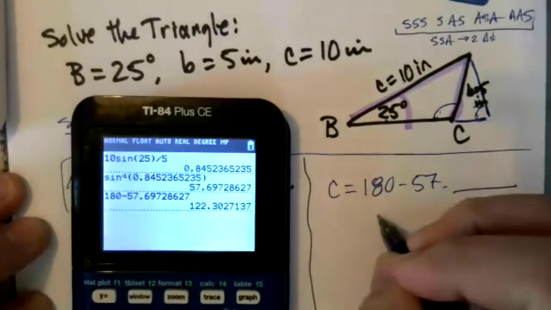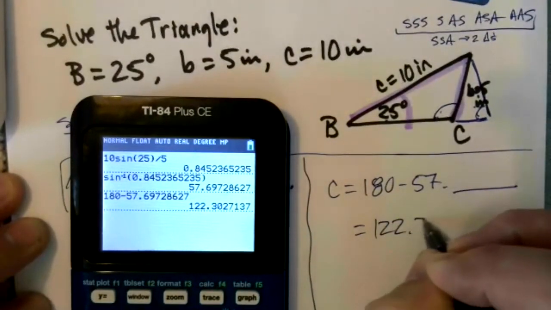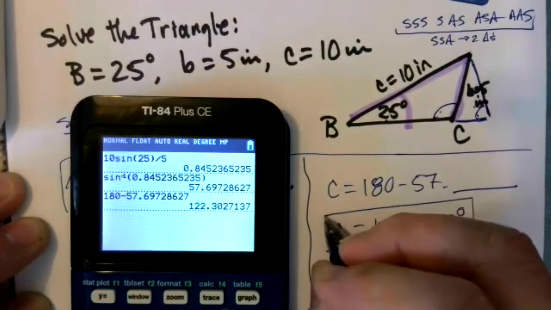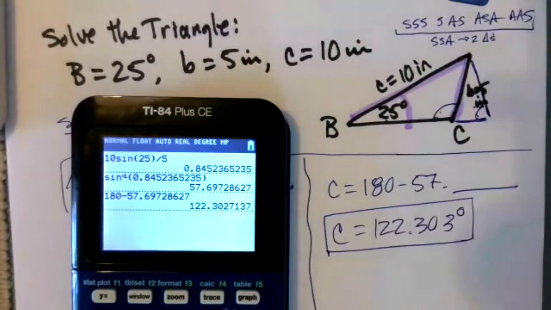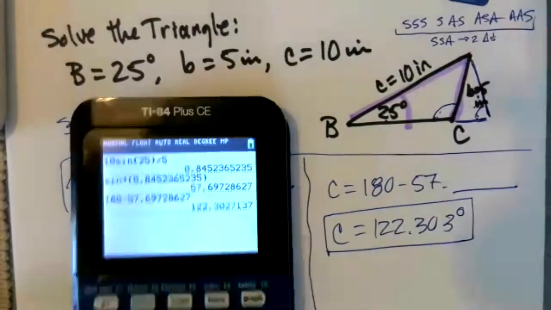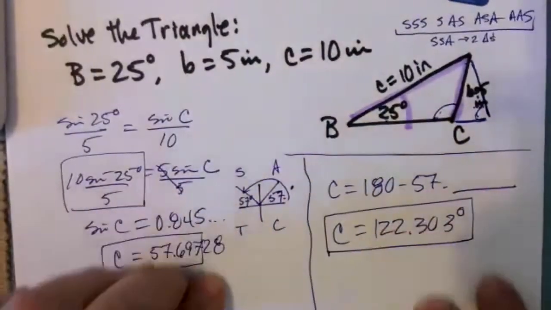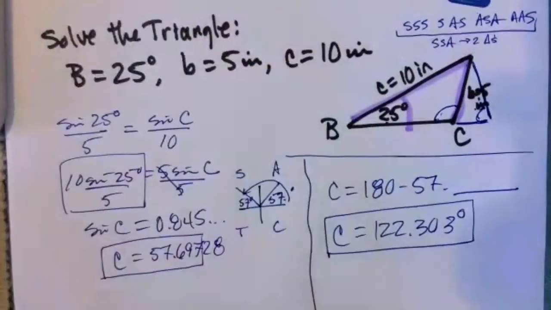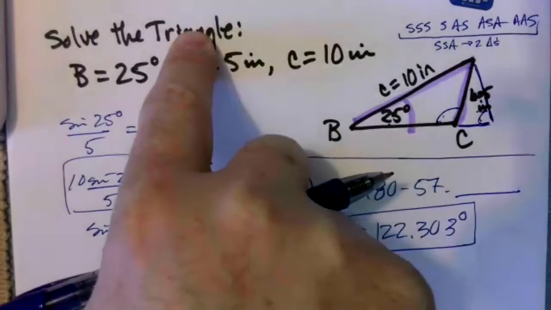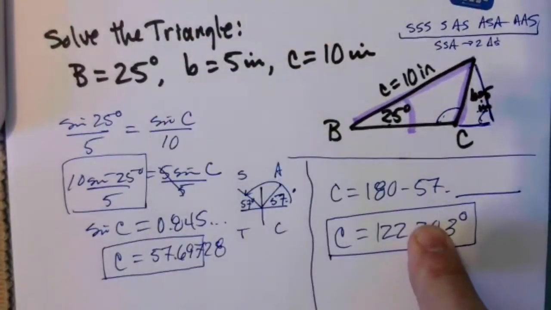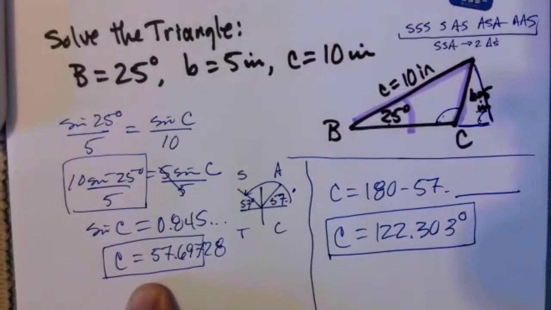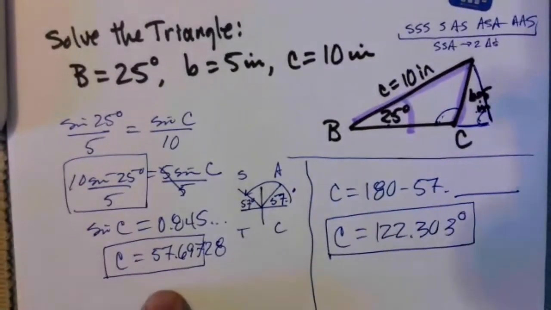So this becomes 122.303 if you're rounding to the nearest 3 decimal places, which is what we end up doing. All right, so just again, what has happened is I am running two separate triangles at the same time. All the given information is true for the first triangle. All the given information is true for the second triangle. But there will be different answers for angle C, side A and angle A in these triangles.